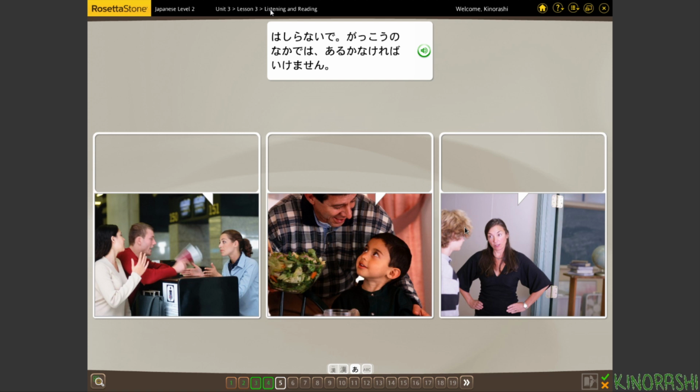Let's see. Raion. Raion ga imasen. There aren't any lions in Japan, but it implies there are in other countries. So Nihon niwa raion ga imasen.